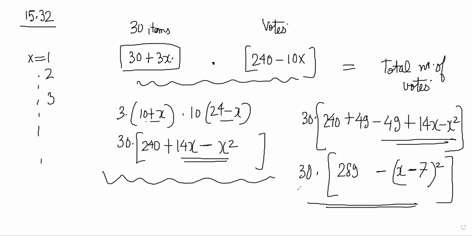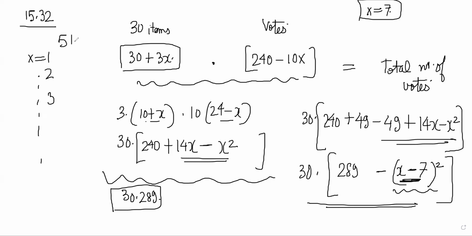When will the total number of votes be maximum? The total number of votes will be maximized when 7 items are placed on the ballot. No, x is 7. For x equal to 7, this part is 0 and the maximum will be 30 into 289, right? Oh yeah, so sorry, it'll be maximized when 51 items are placed. You have to add an extra 21.